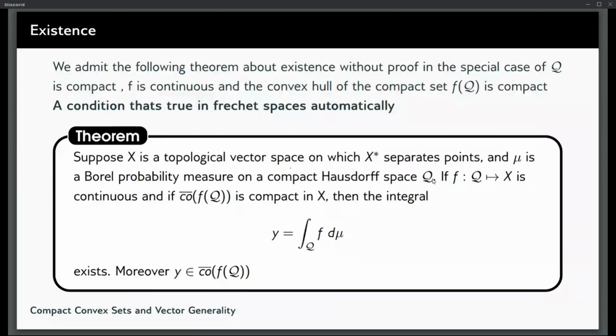On a compact Hausdorff space Q, if f is a continuous function from Q to X, and if the closed convex hull of f of Q is compact in X, which is true in Fréchet spaces in this case, then the integral y equal integral of f is going to exist in the sense that we defined earlier, which means that lambda of y equals integral of lambda of f. And finally, y is going to belong to the closed convex hull of f of Q.